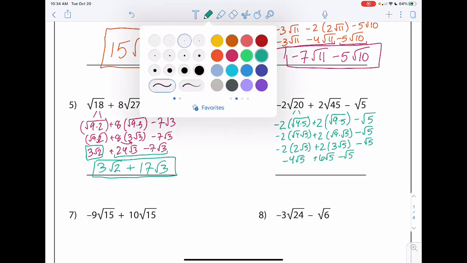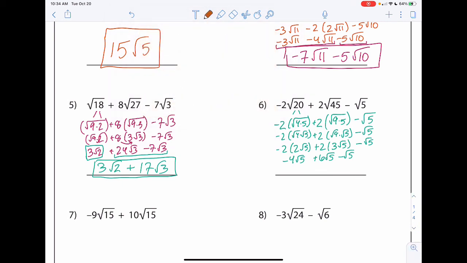Now the nice thing about this is that they all have a radical 5. So negative 4 plus 6 is 2 radical 5, and 2 minus 1 would be 1 radical 5. So those are the 6 examples that I think exemplify how this process works.